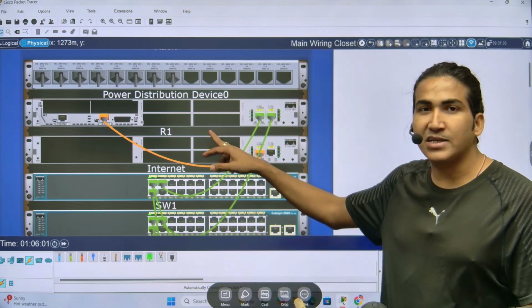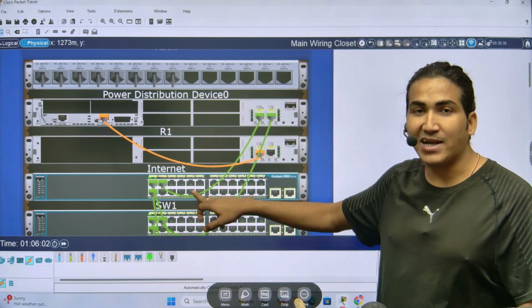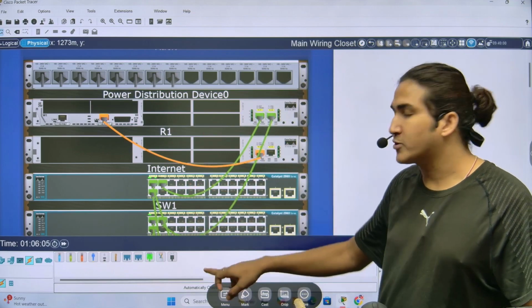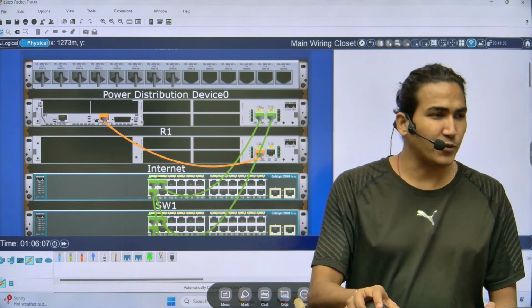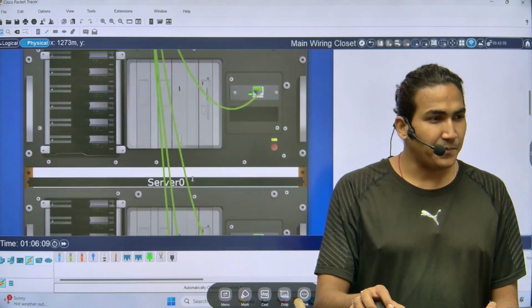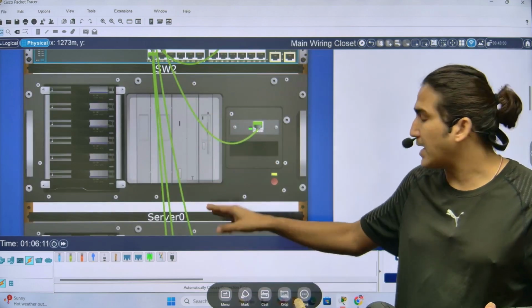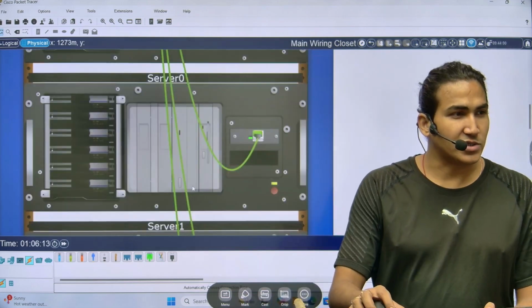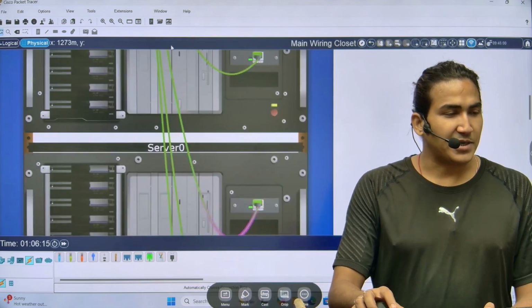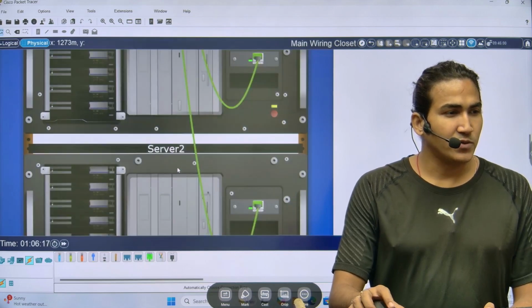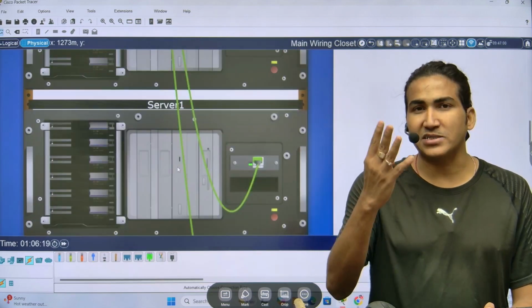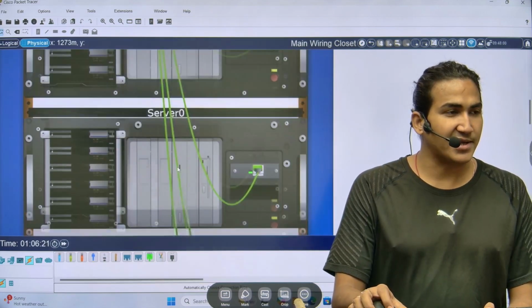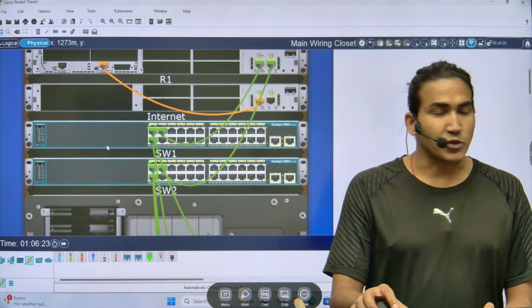Means one router is there that is connected to my LAN devices, the switches, and the switches are connected to my servers. Here, if I scroll up, you can see these are the servers, right? These servers are connected to the switches. Server 0, server 1, server 2, server 3, right? 4 servers are there. All these 4 servers are connected to my switch 1 and switch 2.